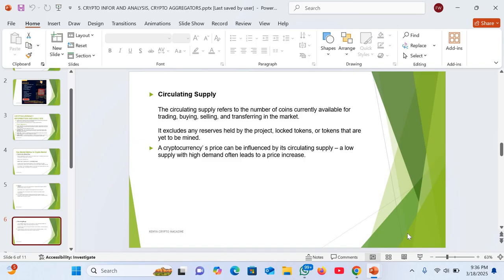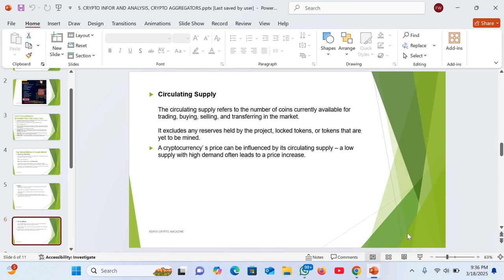So a cryptocurrency price can be influenced by its circulating supply. That is why the more scarce a cryptocurrency is, the more valuable it is considered. A good example is Bitcoin. If you compare the circulating supply of Bitcoin, Bitcoin has more value. It is considered more valuable as compared to other cryptocurrencies that have more circulating supply.